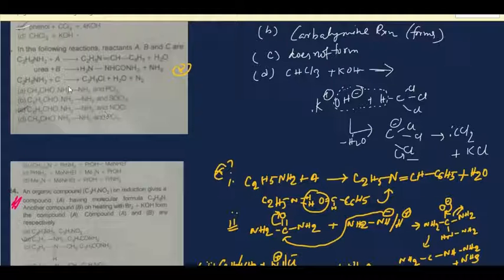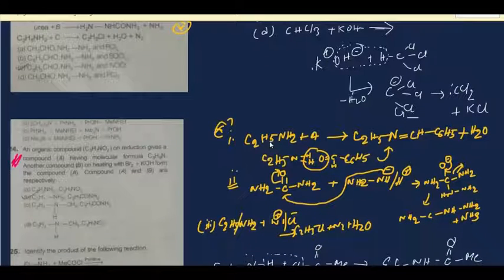The next question says that in the following reaction the reactants A, B and C are: C2H5NH2 plus A, giving C2H5N=CH-C6H5 plus H2O. The second reaction says urea plus B, giving NH2NHCONH2 plus NH3. Third, C2H5NH2 plus C, giving C2H5Cl plus H2O plus N2. So we have to identify the reactants A, B and C.